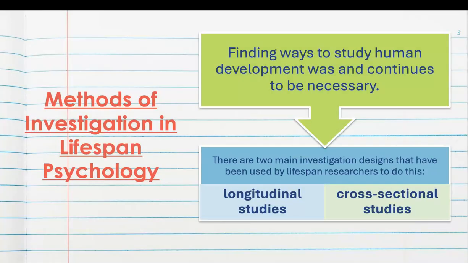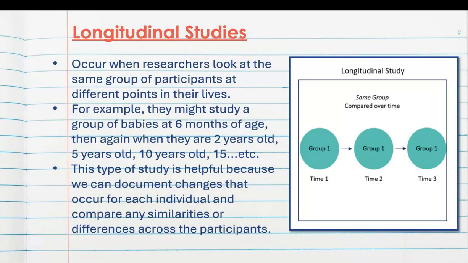So here we've got the two main investigation designs that have been used by lifespan researchers in order to gather this data: longitudinal studies and cross-sectional studies. Starting with longitudinal studies. These involve following the same group of participants over an extended period of time. For example, researchers may study a group of babies at 6 months old, then again at age 2, age 5, age 10, and so on. This method allows psychologists to track how individuals change as they age, helping identify developmental patterns, similarities, and differences.